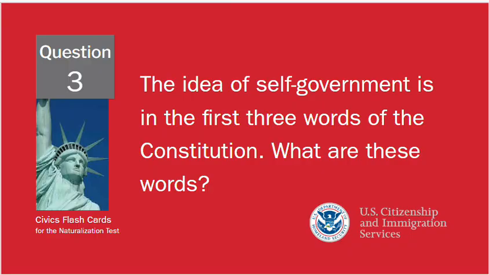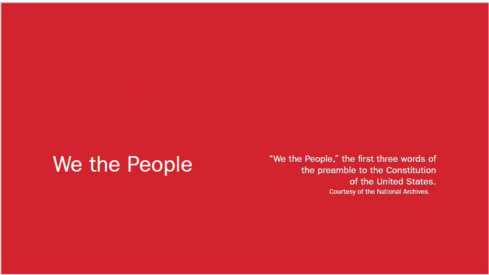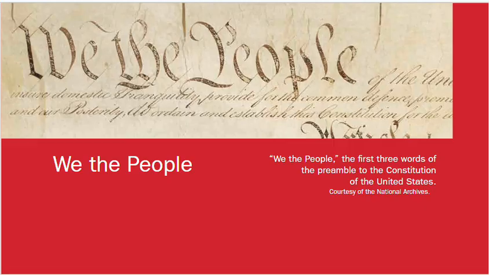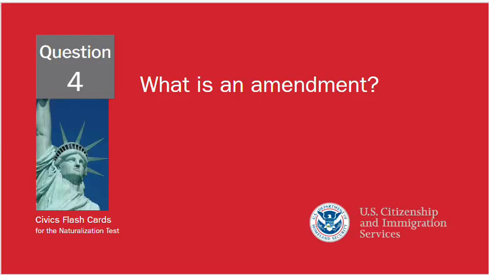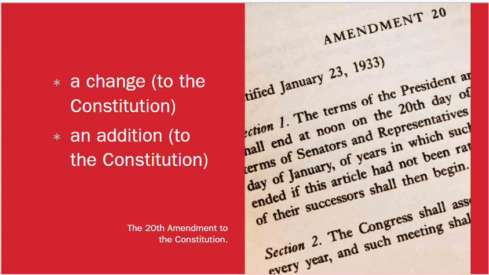The idea of self-government is in the first 3 words of the Constitution. What are these words? We the people. It's part of the preamble, the beginning to the Constitution. We the people are the first 3 words. What is an amendment? It's a change to the Constitution or an addition to the Constitution. To amend means to change. Amend is change.